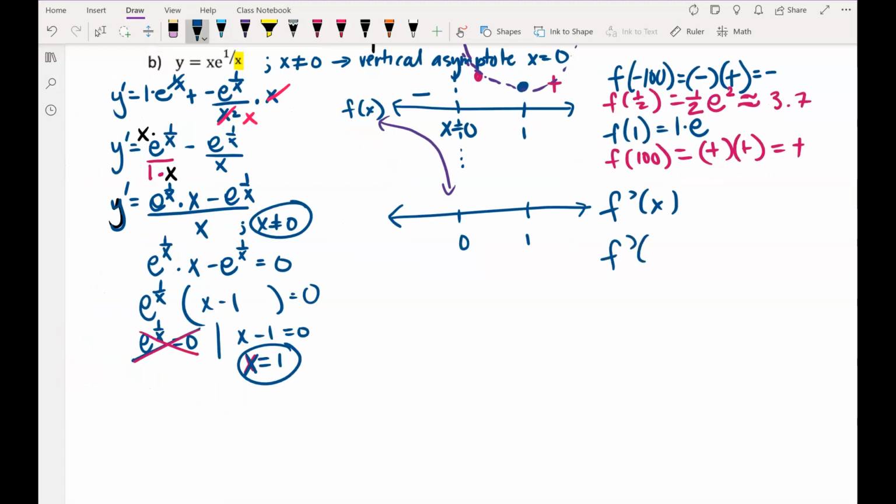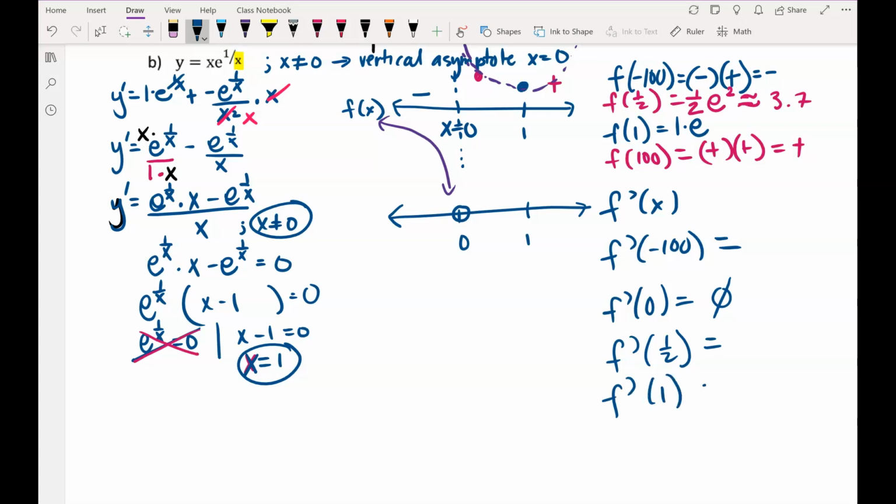Let's confirm that really quickly with our derivative. We want f prime, left end behavior. We knew f prime of 0 was not going to happen, so that's an open circle. In the middle, we want f prime of 1/2 to see what that is. We knew f prime of 1 was 0, because that's how we got it, so that's closed. And then we want f prime up to the right side, just like that. All right, so here's f prime.